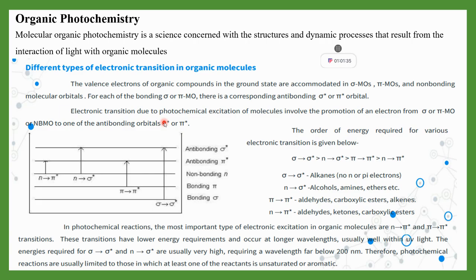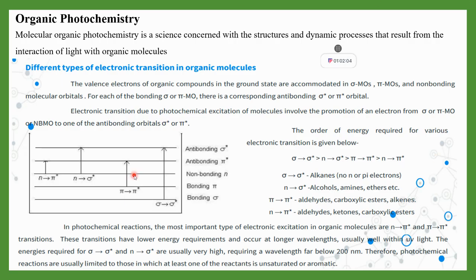What they have written is: molecular organic photochemistry is that part of science which relates structure to dynamic processes that result from interaction of light with organic molecules. So basically, whenever you incident any light on your organic molecule, the reaction that takes place is your organic photochemistry. Organic means organic compounds, photo means light, chemistry is their chemistry. Whenever light is falling on your organic compounds, that is known as your organic photochemistry.